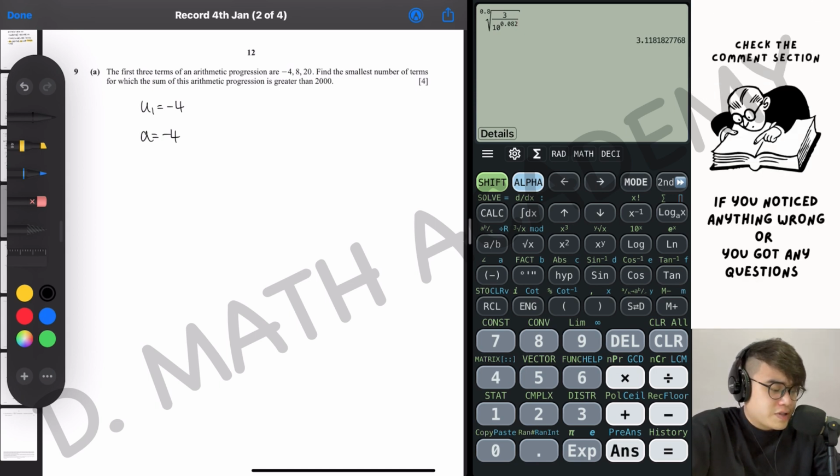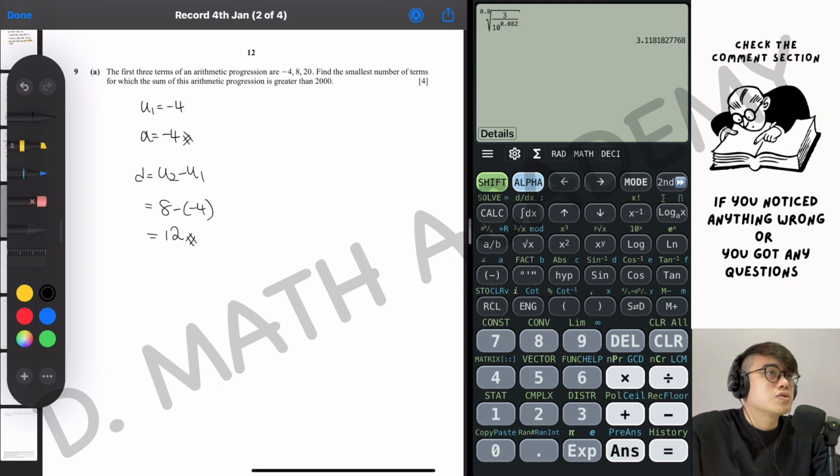And for our difference here, it is by taking u2 minus u1. So we have 8 minus negative 4, that will get you a 12, I suppose. Yes. So now with this a and d, we should be able to proceed with our sums calculation.